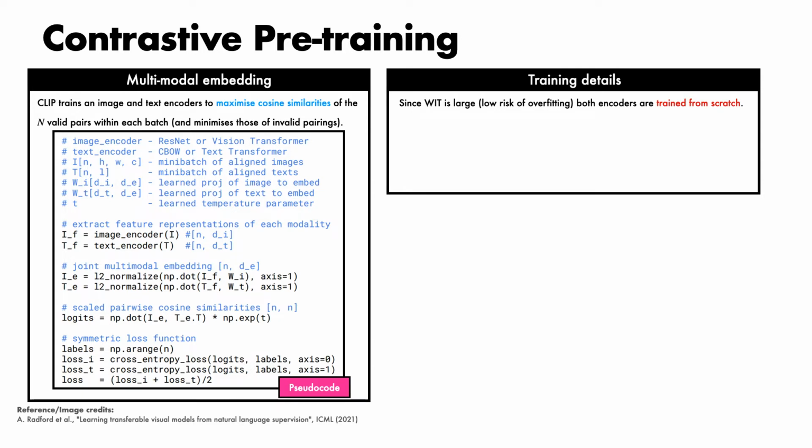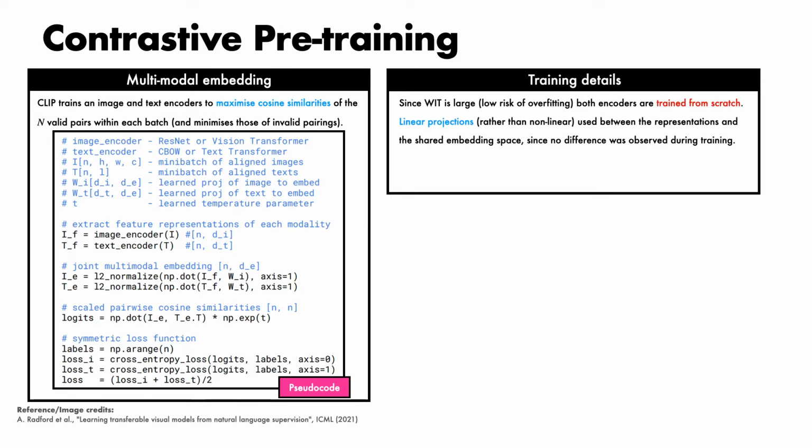When it comes to training details, both the text and image encoders are trained from scratch, since there is limited risk of overfitting due to the large scale of the web image text dataset. Rather than using non-linear projections popularized by SimCLR, linear projections are used between the unimodal representations and the shared embedding space, since preliminary experiments revealed that a non-linear projection brought no benefits. A simple data augmentation scheme was used for the images, which involved random square cropping from resized images. Finally, the softmax temperature, tau, is learned during training to avoid setting it as an additional hyperparameter.